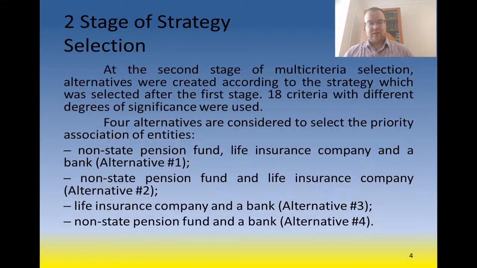During the second stage, we need to select one of these four provided alternatives. What combination of entities, association of entities, is the best one? We will look at non-state pension fund, life insurance company, and the bank, which is alternative number one. Non-state pension fund and life insurance company, which is alternative number two. Life insurance company and the bank, alternative number three. And the last one is the non-state pension fund and the bank, which is alternative number four. We will make the decision using 18 criteria.